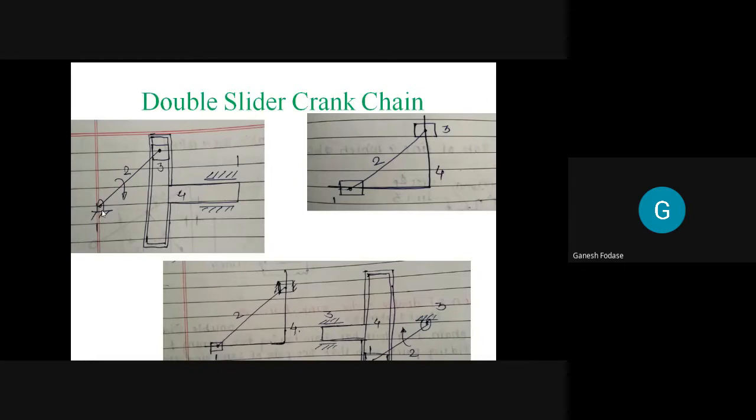So which link is fixed here? 1 is fixed. So here, when link number 1 is fixed, this link number 2 will act as a crank. In the basic mechanism, we can't see it as a crank. But when I fix this link number 1, then this link 2 can make complete rotation about link 1. Hence, this link 2 will act as a crank.